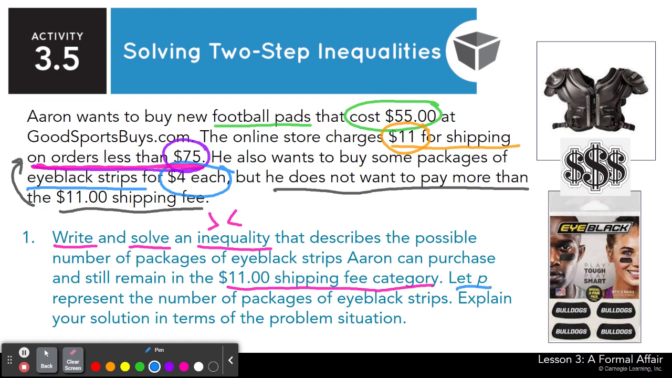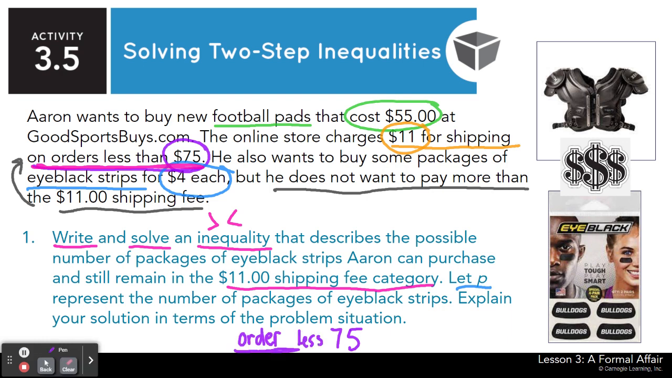So let's go ahead and write this inequality based off of what we know. If you're confident and you feel like you can do this on your own, you can go ahead and work on your own as I'm talking. Alrighty, getting started. So we know that his order has to be less than $75. So $75, his order, which is going to go on this side of the inequality, has to be less than that. So how would we write that?